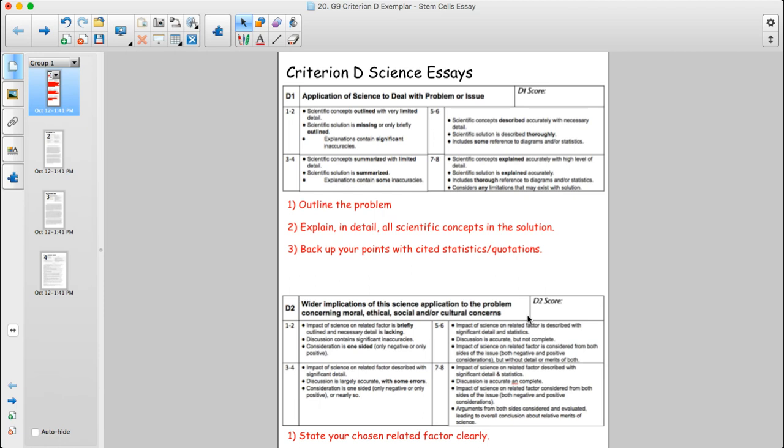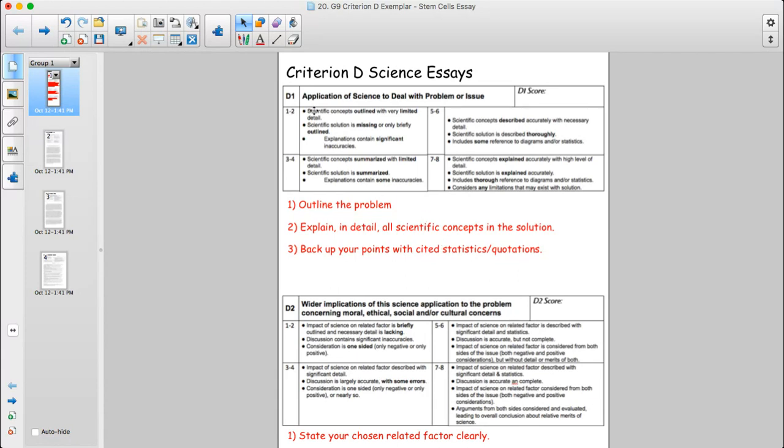This video is going to look at the Criterion D rubric that we use to grade science essays, and it's going to look at a good example of a science essay to try to help clarify what the different requirements are. So Strand or Criterion D has 4 strands like the other criteria.